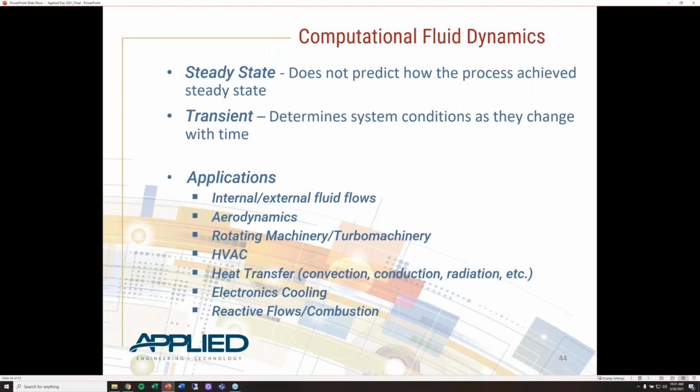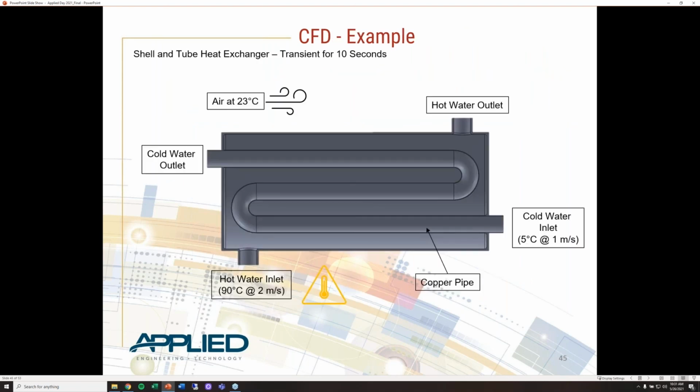We can even look at reactive flows and combustion in the computational fluid dynamics environment. We typically use Fluent here at Applied Engineering. We do have one example of a brief CFD project I just put together for this webinar. This is a shell and tube heat exchanger. I ran this transient for 10 seconds.